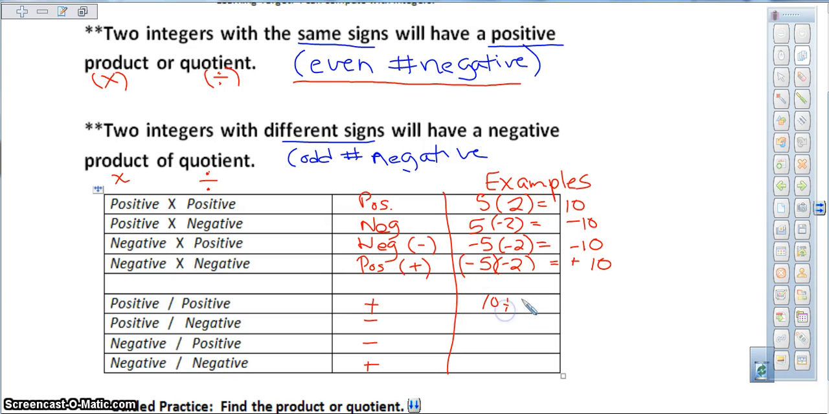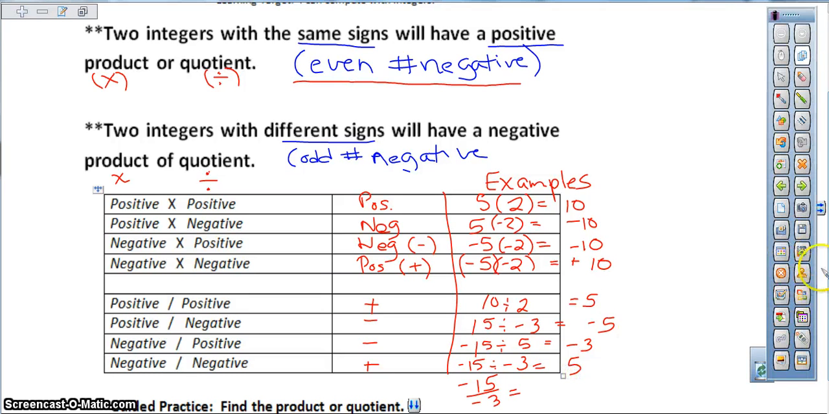10 divided by 2, 5. 15 divided by negative 3. The quotient is negative 5. Negative 15 divided by a positive 5 would give us negative 3. Negative 15 divided by negative 3. It could also be written this way as a fraction. Negative 15 divided by negative 3. Both answers will give us a positive 5.